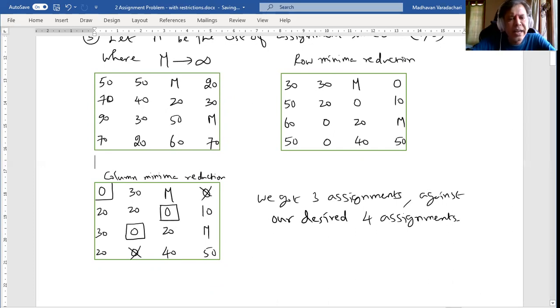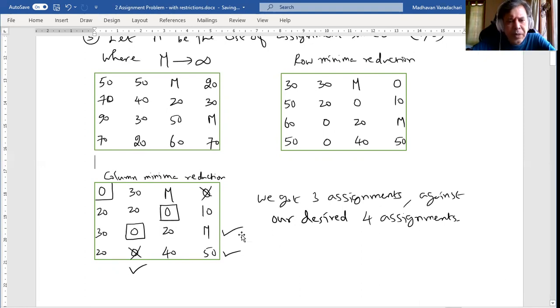Tick all unassigned rows. Only the last row is unassigned. Tick that. If a row is ticked and it has or had a 0 in it, tick the corresponding column. Then, if a column is ticked and it has an assignment, tick the corresponding row. This column is ticked, it has an assignment here, so here I have to tick the corresponding row.